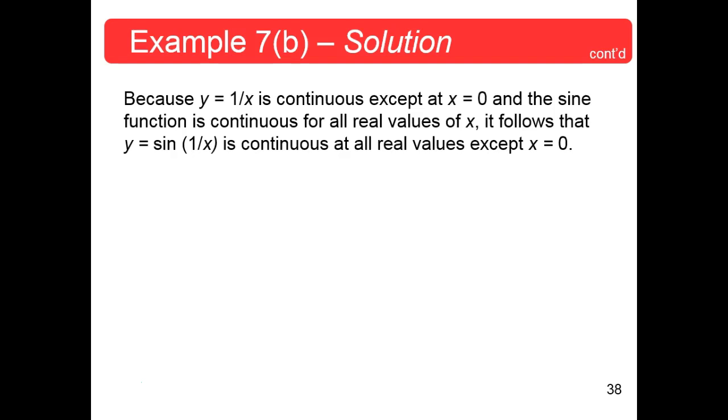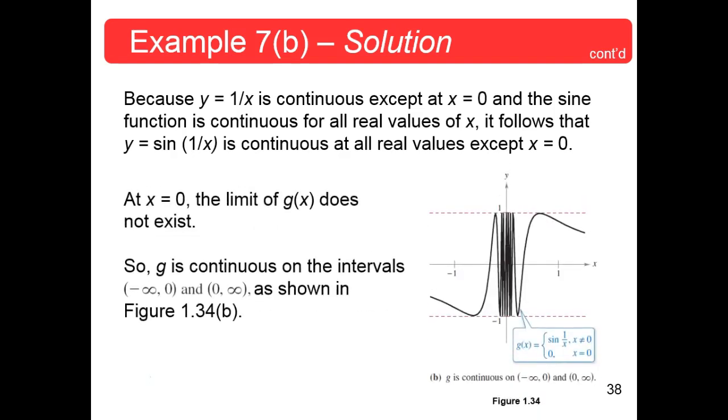Because y is equal to 1 over x is continuous except x equals 0, and the sine function is continuous for all real values of x, it follows that sine y, equal to sine 1 over x, is continuous at all real values except x equals 0. Even though you define it there, it's still not continuous there. So we were right on that one. Okay? And this is what it looks like.